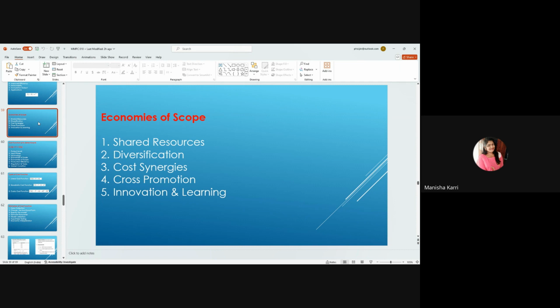And retail, you can take retail. Some supermarkets benefit from economies of scope by selling a wide range of products, from groceries to household goods, using the same store space and logistics network. This is retail. Generally, by exploiting these economies of scope, companies can lower their average costs, increase operational efficiencies, and enhance competitive advantage in diverse markets. So this is nothing but economies of scope.